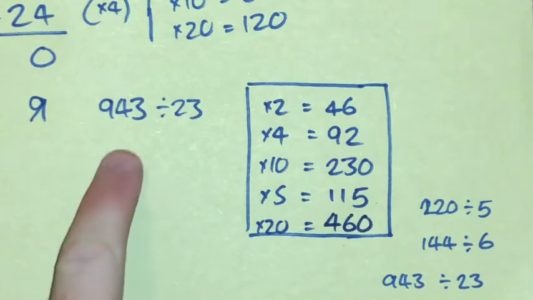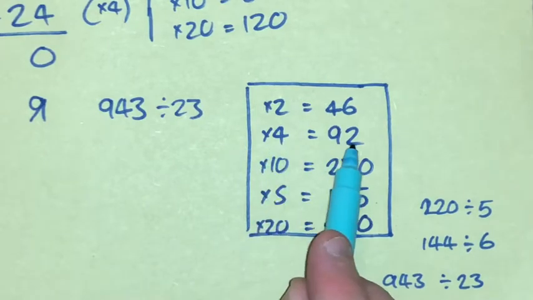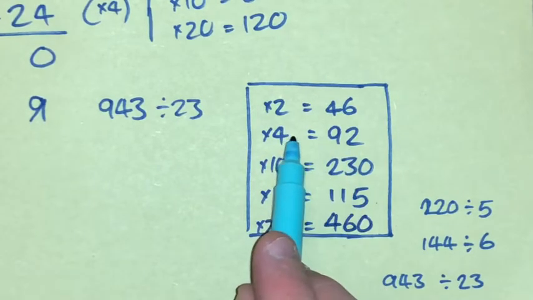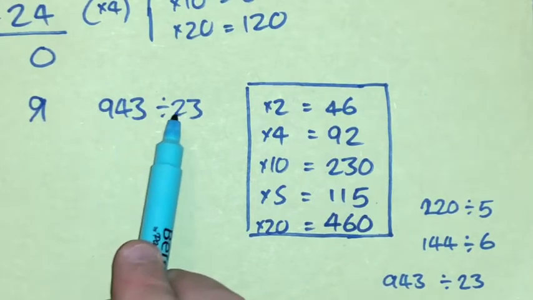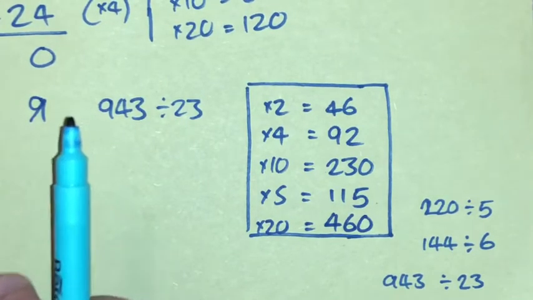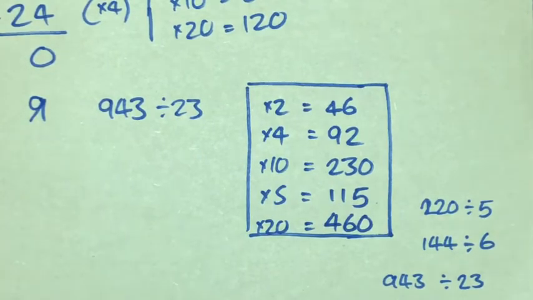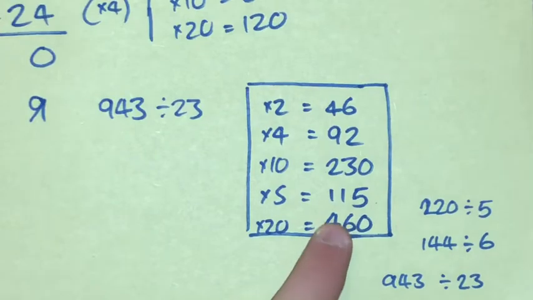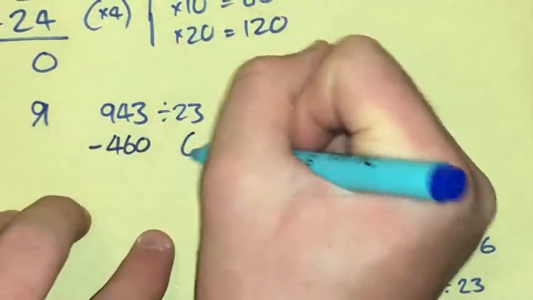And then I'm going to take away lots from here. Now, some of us who were keen-eyed might have gone, well, 4 lots is 92, so 40 lots must be 920. And then you take away 920 and realise you've only got another 23. So actually, some of us will have already spotted that the answer to this is 41. But let's imagine that we didn't spot that, and instead we took away this 460. So I'm going to take away 460, which is 20 lots.